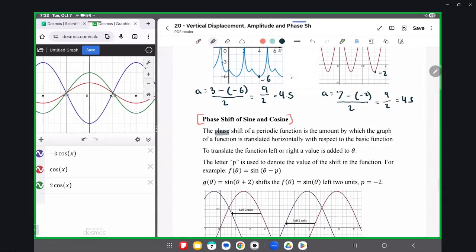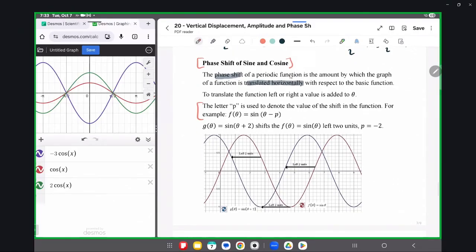The phase shift of a periodic function is the amount by which the graph of a function is translated horizontally. So while it is correct to call a phase shift a horizontal translation, left or right, by some amount of units, it's worth noting that with respect to a periodic function, it's more correct to call it a phase shift. Okay, it's a better way to describe that than a horizontal translation. And you might have learned differently, but in this book, we use the letter P to denote the value of the shift. So for example, given f of theta equals sine of theta minus P is what it looks like.